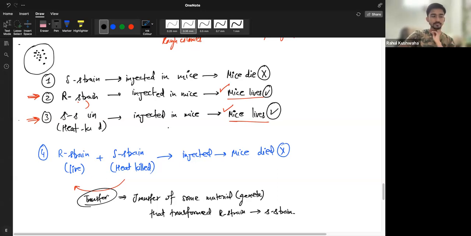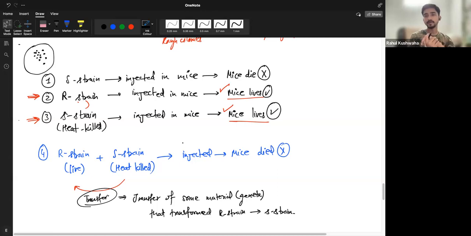Next, he killed the S strain bacteria and injected it, which showed results wherein the mice lived. In the next step, he took the heat-killed S strain and live R strain and injected them in the mice, and the mice died. So he concluded that the R strain had inherited genetic material from the heat-killed S strain bacteria, which transformed it and made it an S strain bacteria.